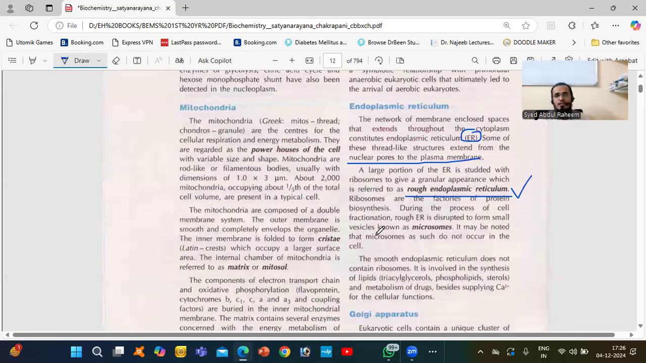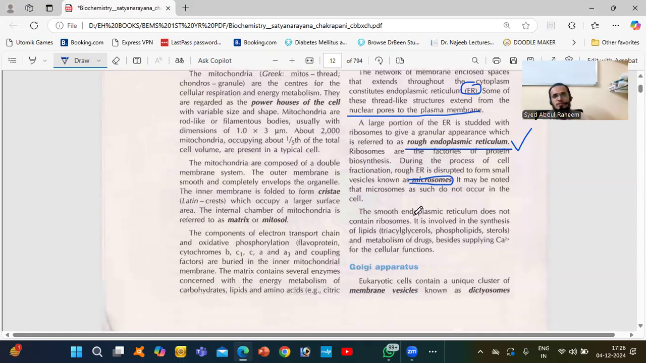During the process of cell fractionation, ER is disrupted to form small vesicles known as microsomes. So whenever cell fractionation happens, it will convert into microsomes, vesicle-like structures. The smooth endoplasmic reticulum does not contain ribosomes. It is involved in synthesis of lipids.